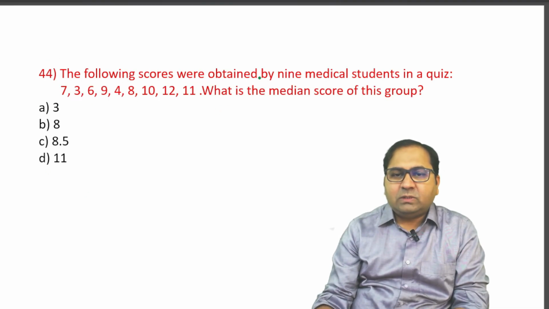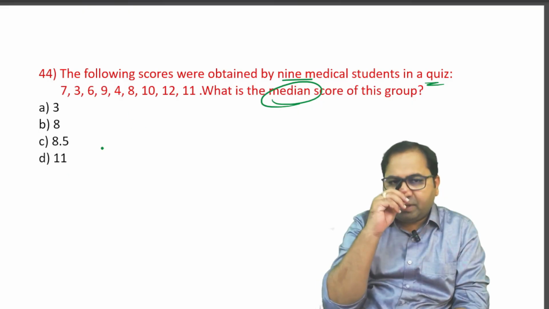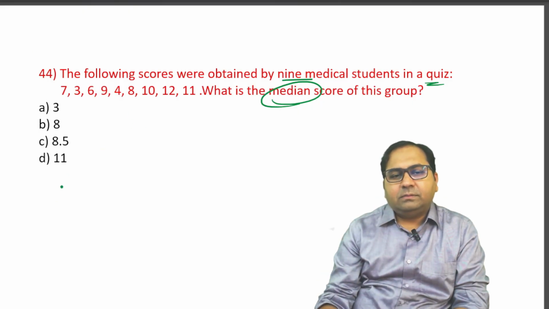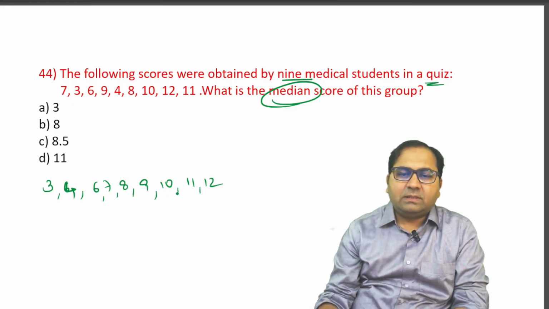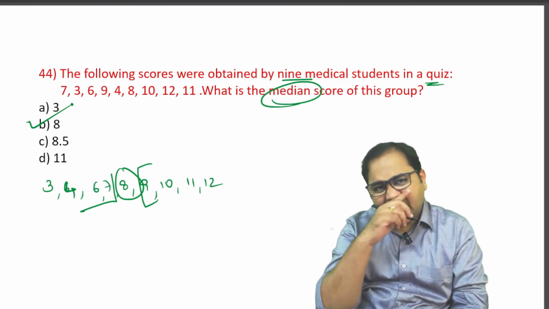Next question. The following scores were obtained by 9 medical students in a quiz. What is the median score? This I think we have done previously. Let us do it again. You put all the numbers in ascending order. 3, 4, then you have 6, 7, 8, 9, 10, 11 and 12. 1, 2, 3, 4, 5, 6, 7, 8, 9. 9 numbers. So you remove first 4, you remove last 4. Answer is 8. So answer is 8 for this question.